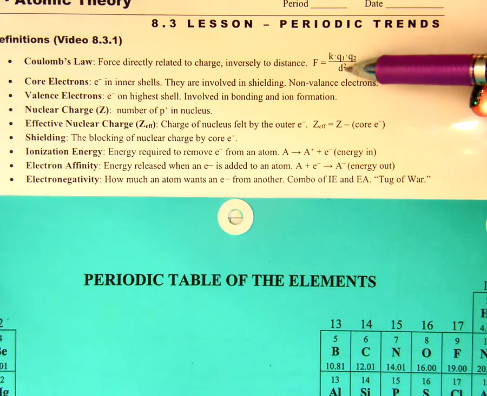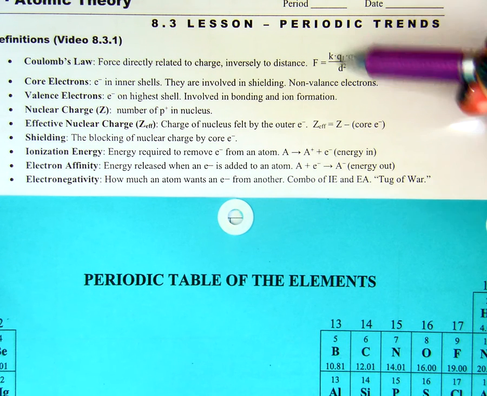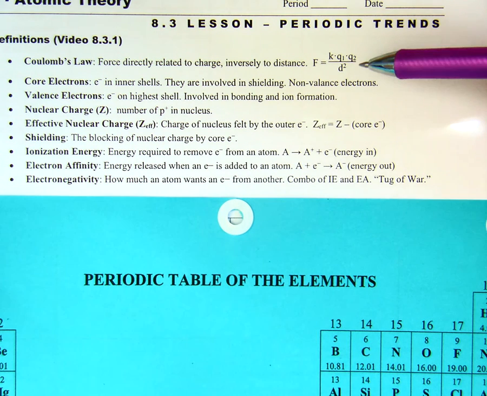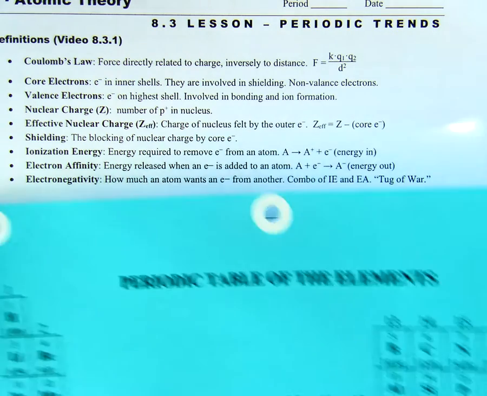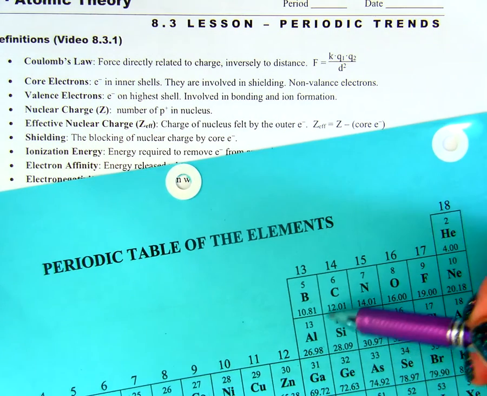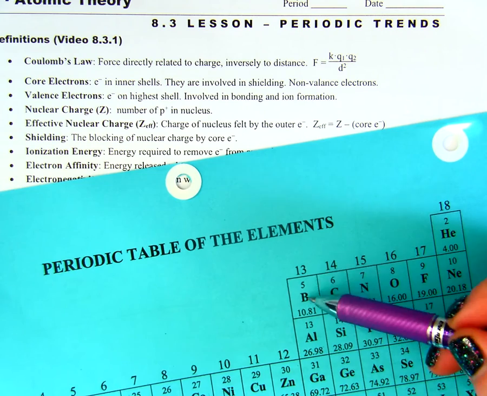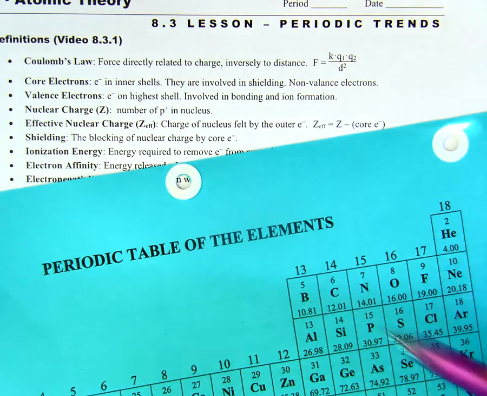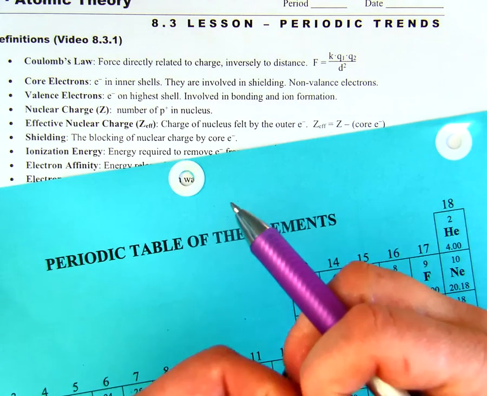Because if we look at this distance over here, if they are closer together, they're going to be harder to remove. If they're farther away, they're going to be easier to remove, because the force of attraction isn't as great if they're farther apart, which is the case in aluminum. Its electron is farther away from the nucleus than boron's is. Boron's is much closer. So boron's is pretty attracted to that nucleus, and it's going to be harder to remove. It's going to take more energy to do so.